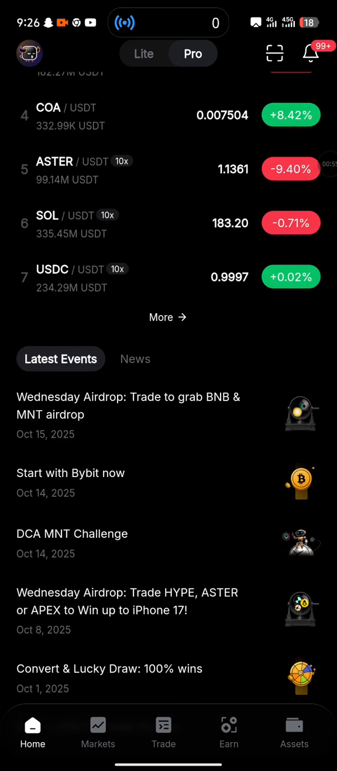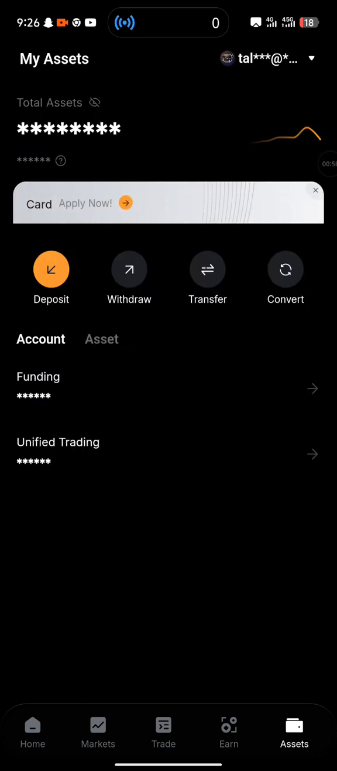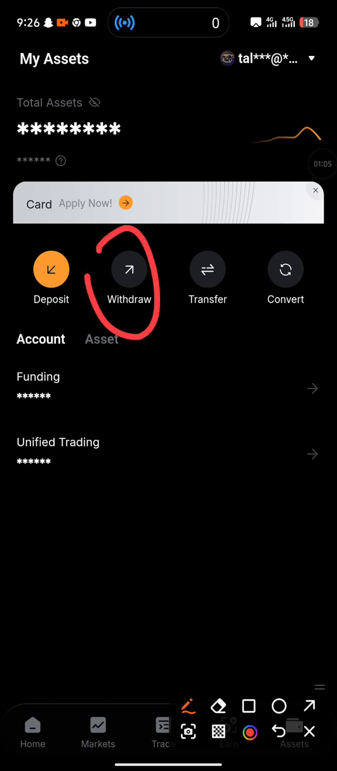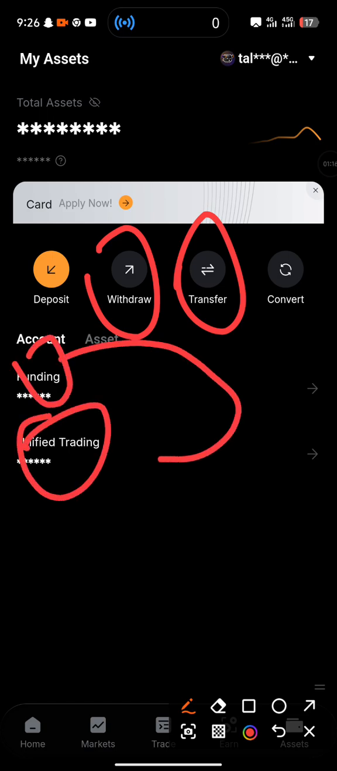One thing you must do first is make sure your wallet is funded. If your wallet is funded, then you must move the money from the funding wallet to the unified trading account. It must go from here to here. This is when the money will be available for you to trade on Bybit.